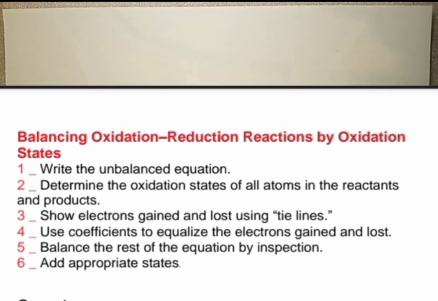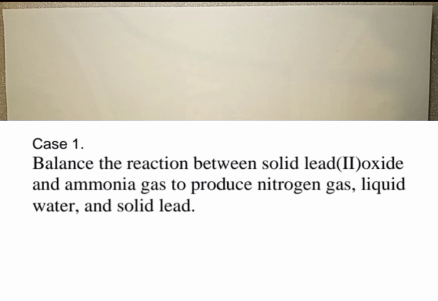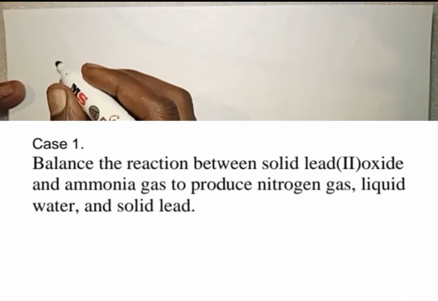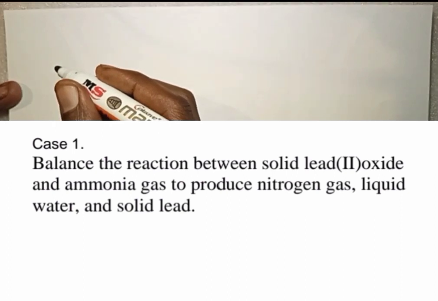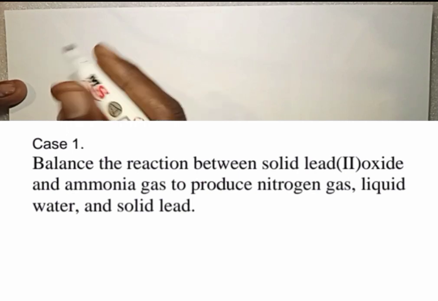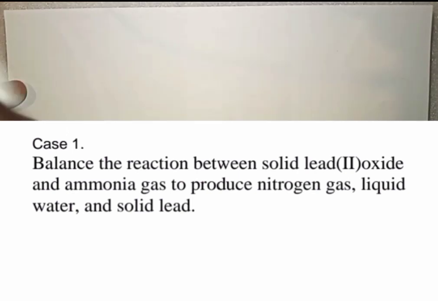Alright, having looked at the rules or the steps that will guide us in doing these questions, we'll look at case 1. Case 1 says balance the reaction between solid lead 2 oxide and ammonia gas to produce nitrogen gas, liquid water, and solid lead. So what are we going to do? First things first, we'll follow the steps. Step 1 says write the unbalanced equation. So we are going to extract the chemical equation from the word equation.